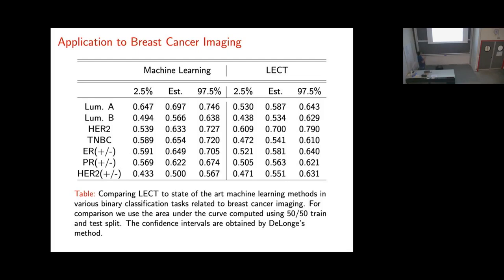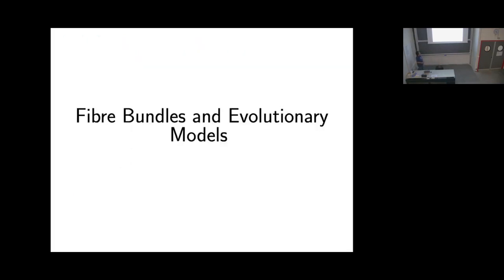What we did was we used this lifted Euler characteristic, and we compared it to a very carefully trained deep neural network. So this is using the Euler characteristic plus a Gaussian process. We're trying to predict different types of breast cancers, again with a 50-50 train-test split. And the bottom line is we are almost competitive with a state-of-the-art machine learning method using this representation and just an off-the-shelf GP. This is work in progress, but I wanted to tell you about it because I think it's really neat.